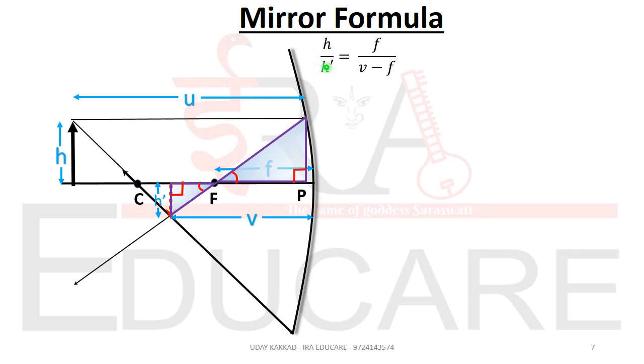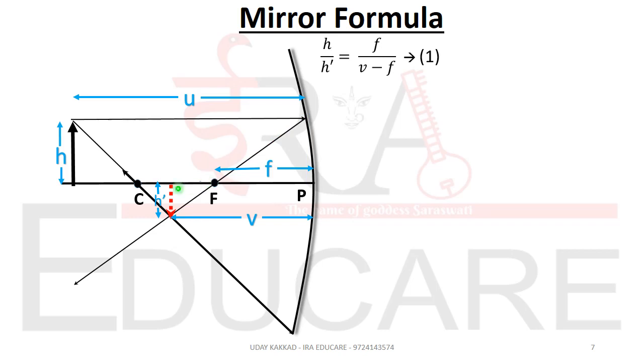h upon h dash is equal to f upon v minus f, because h is here, right? h dash is this, so this side upon this side. And this side is f, and this is considered as v minus f because we consider only this distance. So let's call this equation 1.